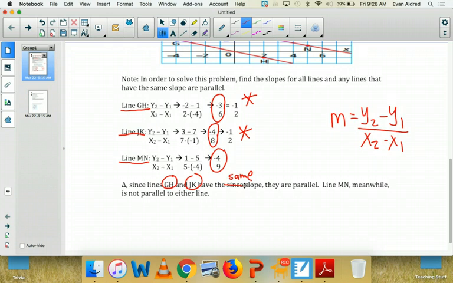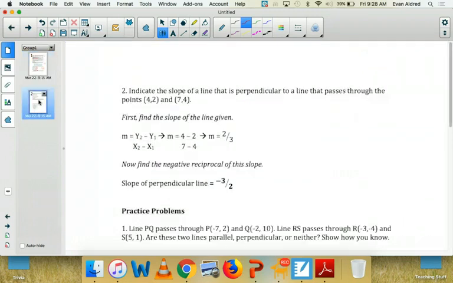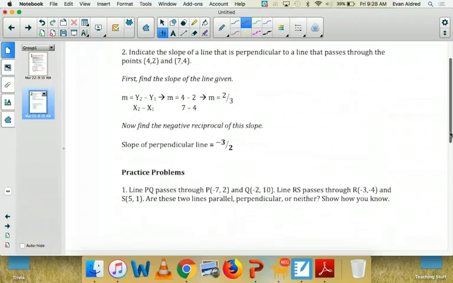And MN is not parallel to either line. MN has a different slope, so it's not parallel. And that's all there is to that first type of problem. That is a common style of question. You'll be asked to plot some lines or determine some slopes and indicate if the lines are parallel or not.